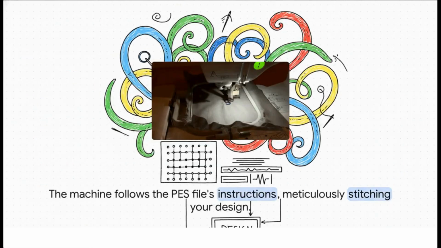And there it goes. The machine whirs to life, and the needle starts moving with this crazy speed and precision. It's perfectly following that stitch map you created. Every single movement is a direct order from your PES file, bringing your design to life, one perfect stitch at a time.